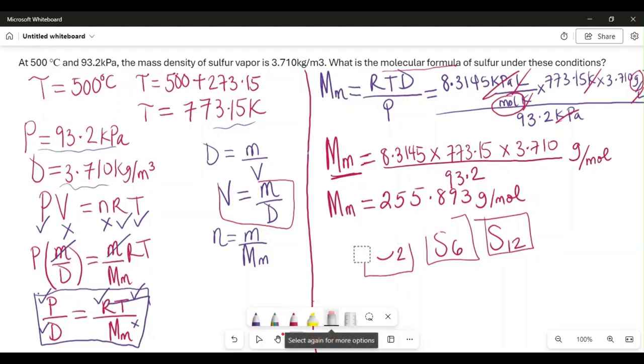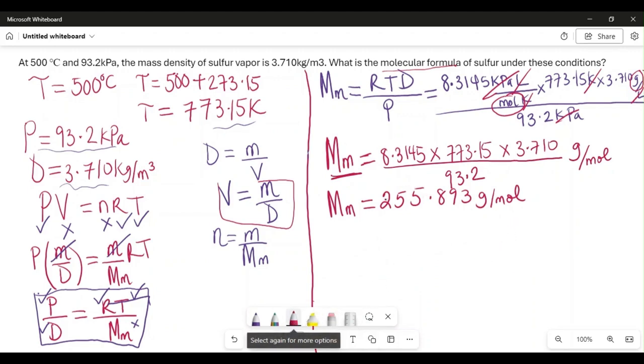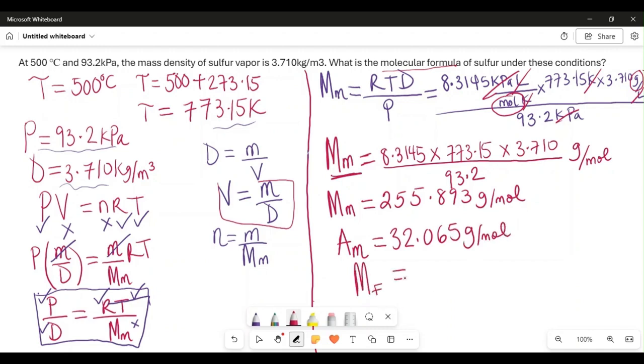Now, the way you're going to do that basically is to use the information with sulfur. We see that the molecular mass is 255.893 gram per mole. Then we have to remember that this is just the molecular mass of sulfur. Sulfur itself is an atom, right? The atomic mass of sulfur, meaning one atom rather than a molecule, which is more than one, we have to go onto our periodic table. And when you check it, you're going to see that it is 32.065 gram per mole.